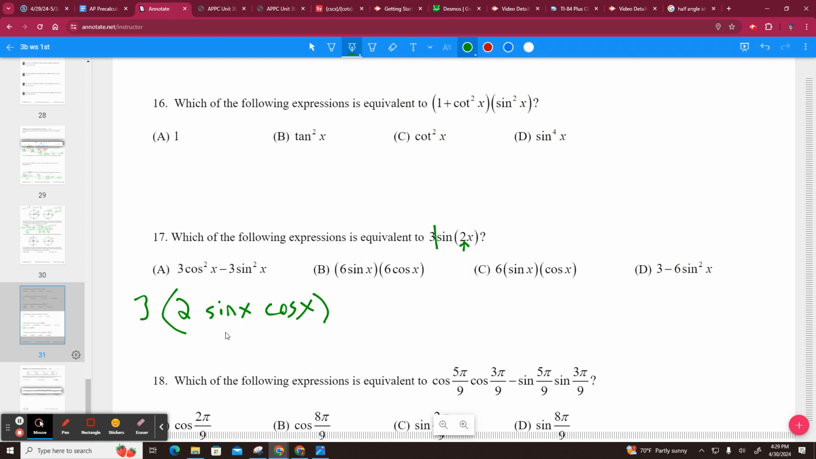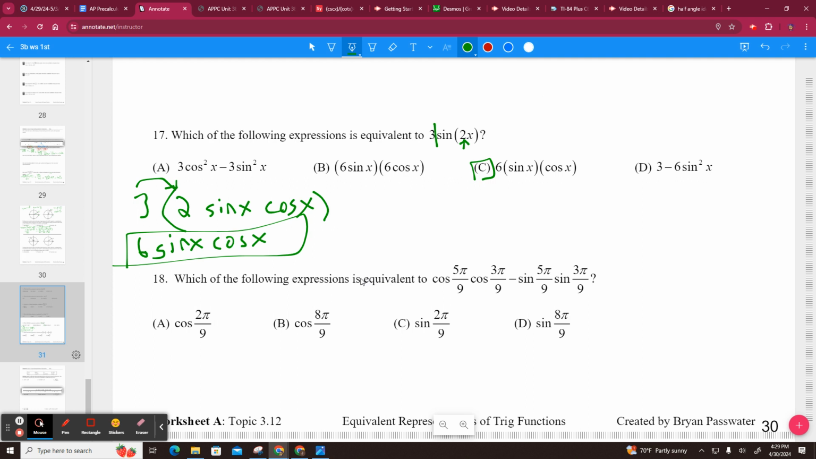Okay. And then if I just distribute, this is all one big thing. So 6 sine x cosine x, because there's no plus or minus between these. Like, you don't distribute to both. This is just one expression. So this is similar to C, equivalent to C, I should say.